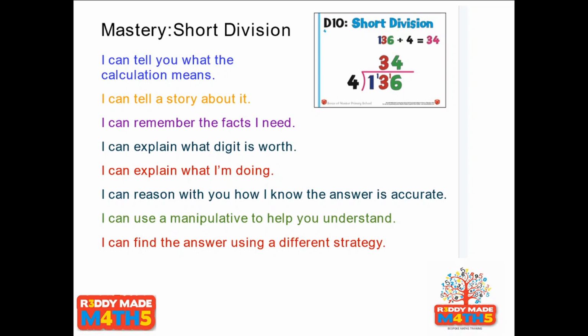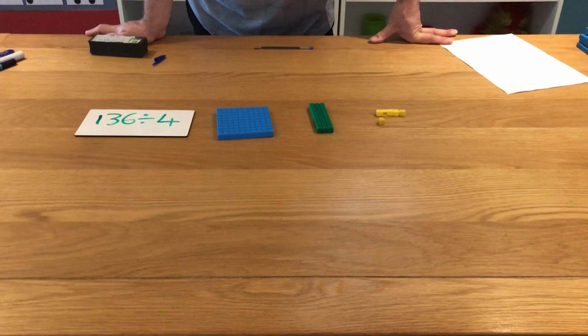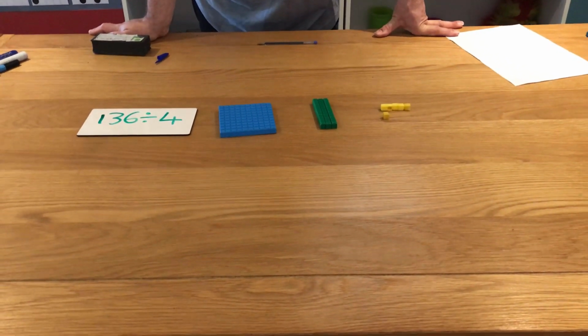So in order to master short division, what we're going to be doing today is pretty much the first, third, fourth, fifth, sixth, and seventh of those. We'll then, in a bonus video, look at the story, and hopefully in some future training, we'll look at alternative strategies for division. So let's have a quick look now at the calculation 136 divided by 4.